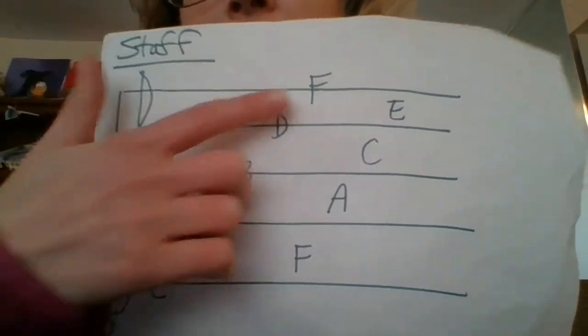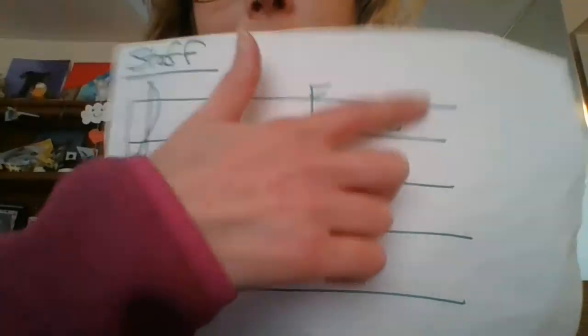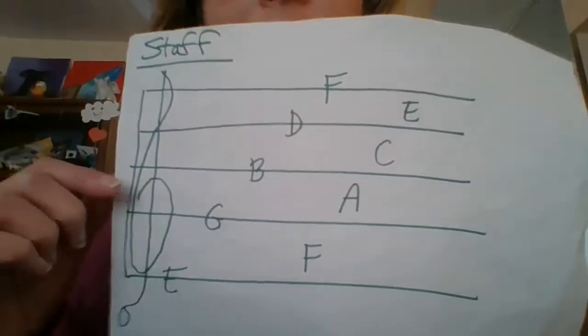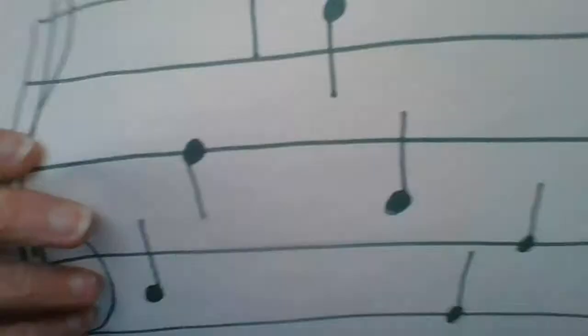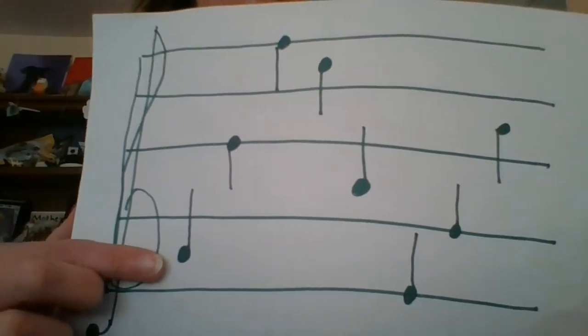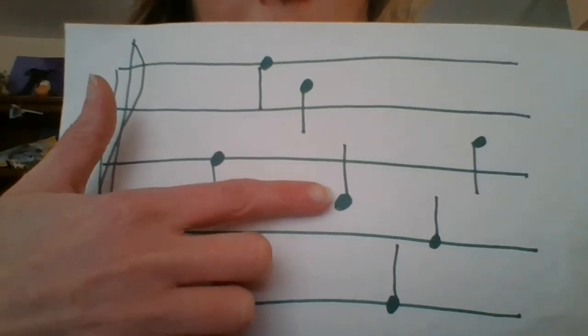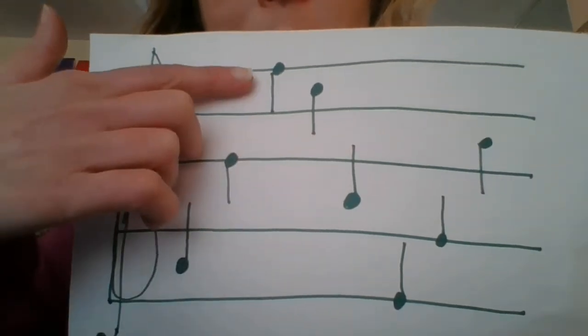What are these ones? Are these all space notes or line notes? They're line notes. What about these ones? Are these all space or line notes? They are space notes. Good job. Tell me what this one is. Is this a line or space note? Space. What about this one? Space. Good job. What about this one? Line.